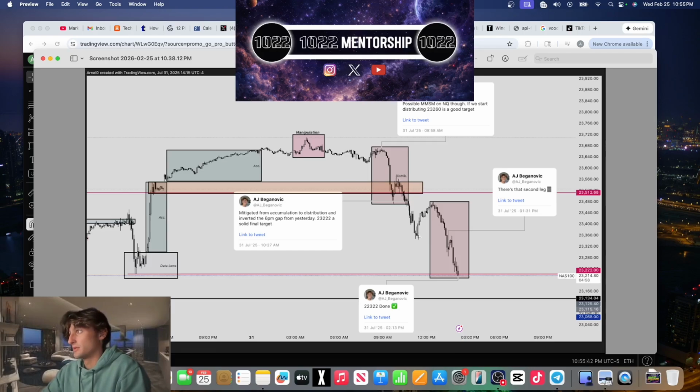And we get our distribution, we trade lower, we come back into the range a little bit, I want to say this is around the 50%, if not, it's around there. It's probably still in a premium, but besides the point, I tweeted here, mitigated from that accumulation to distribution and inverted the 6 p.m. gap from yesterday. 23222 is a solid final target, which is down here. You can see 23222. And then, bang, I tweet in here, there's that second leg. Once we get our second leg, that seeks liquidity. And then you can see I had a little typo here, 223. It was 23222, done.